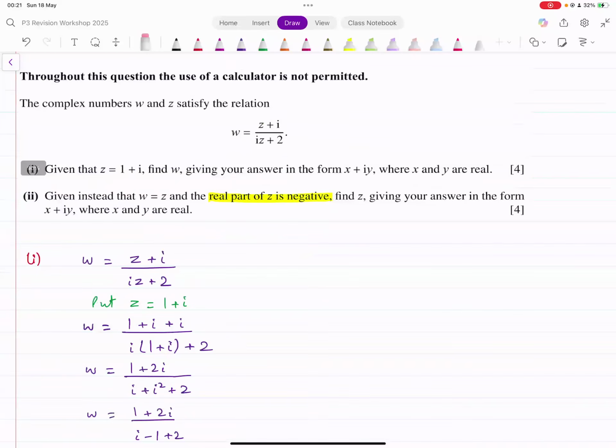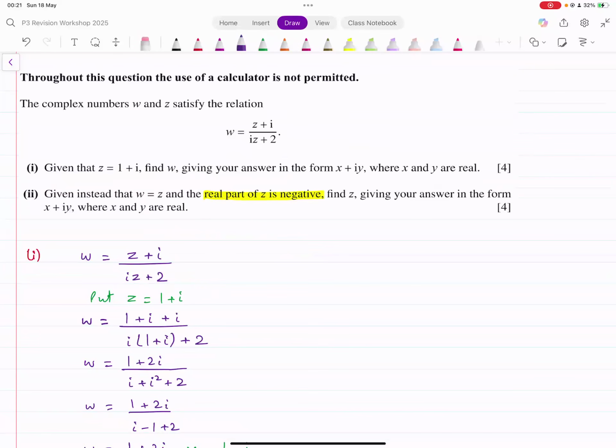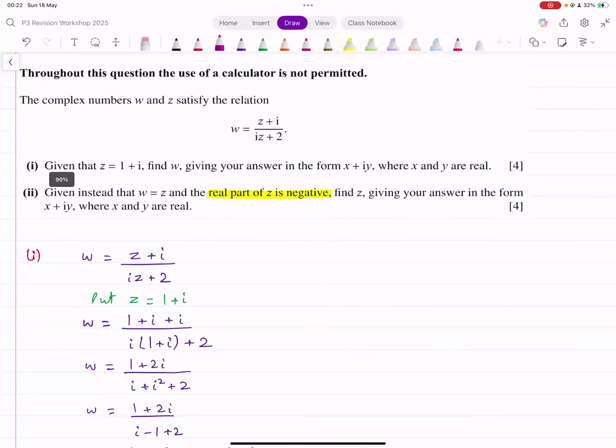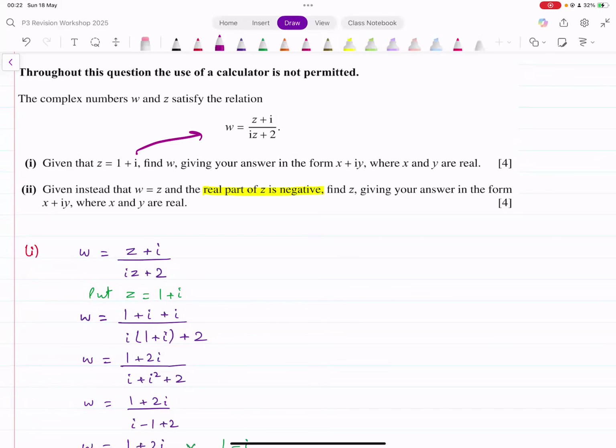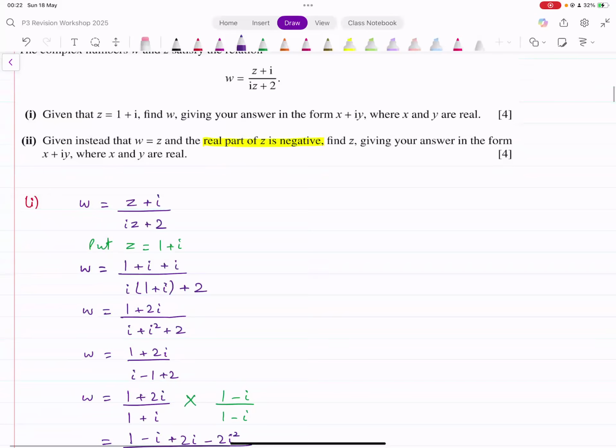Let's have a look at another example. We have two complex numbers, w and c. They satisfy this relation. Given that z is equal to 1 plus iota, find the value for w. How do you do that? You can input z equals 1 plus iota here. You do that. That simplifies to this.